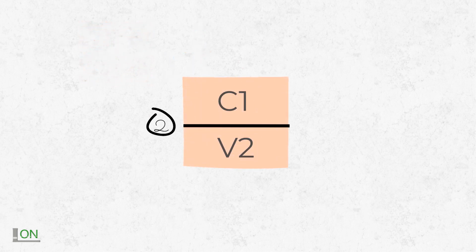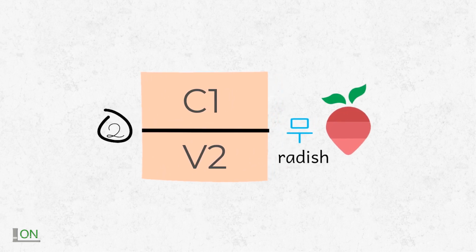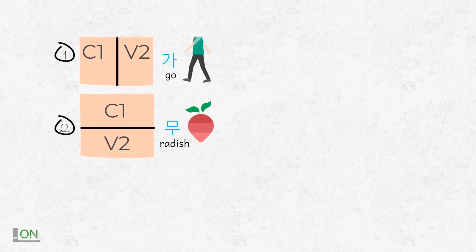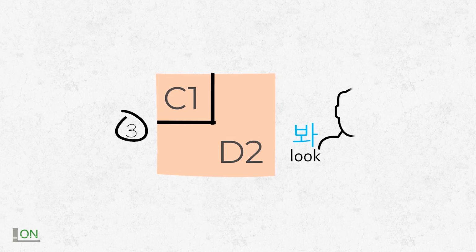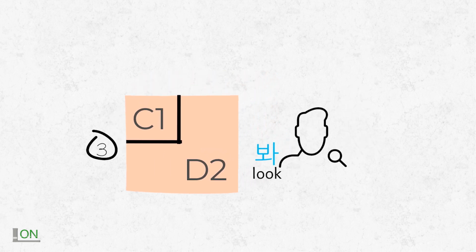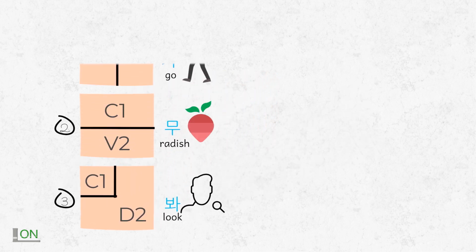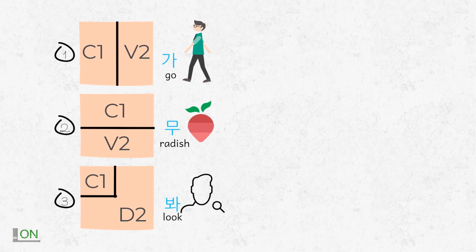Here you can see on top I put C1 and on the bottom is V2. The example of this block can be mu, which means reddish. The third block, as you can see here, has C1 put into a small square and D2 has a bigger space. D stands for diphthong. The example of this square can be the word 봐, which means look. All of these 3 blocks had only 2 letters in them.